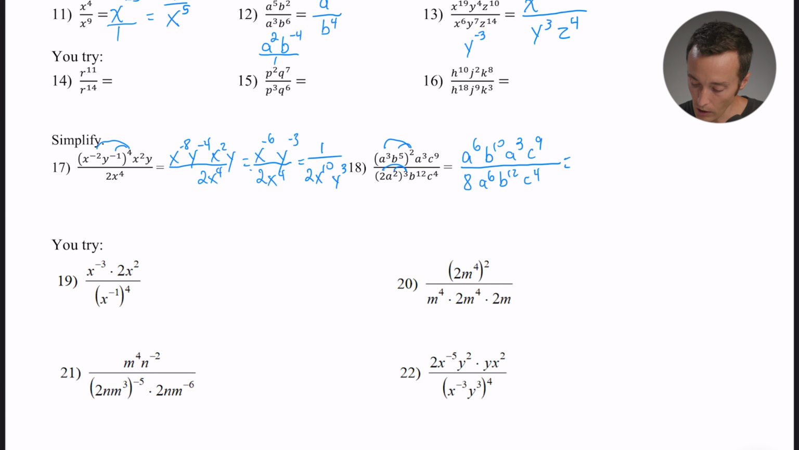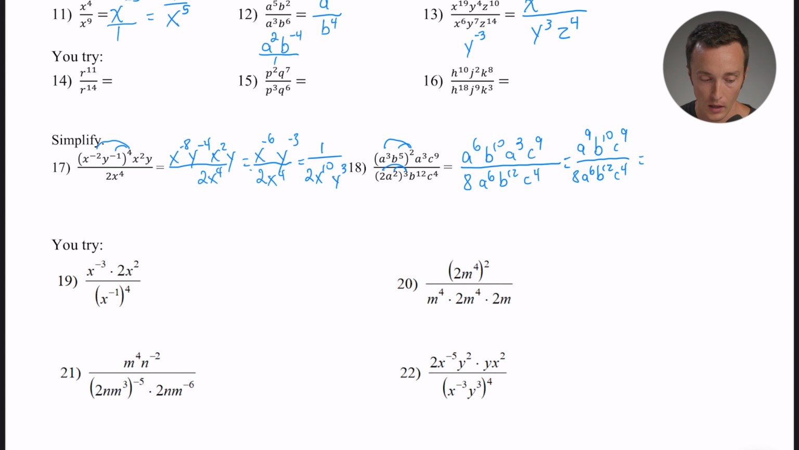So I think what I'll do is simplify things in the numerator. For example, I see an a to the 6th and an a to the 3rd. Keep the base, add the exponents. So that's going to be a to the 9th. And then let's just copy down the rest of it. Yeah, that's all I'm going to do in that step. I'm just going to copy down the denominator exactly how we have it there.